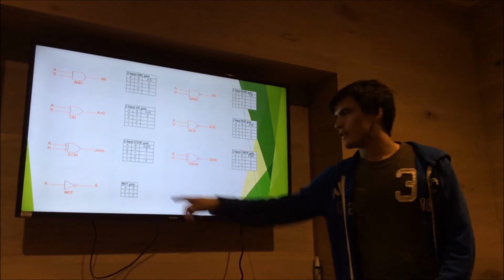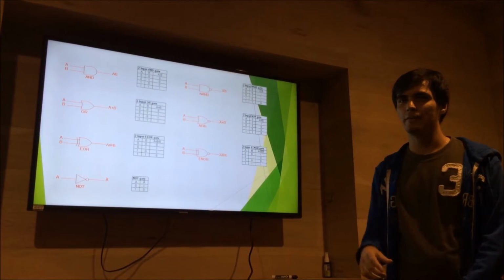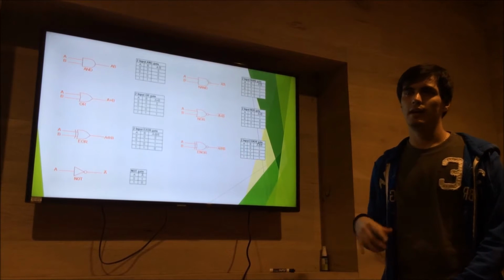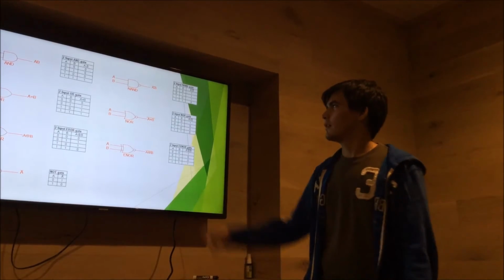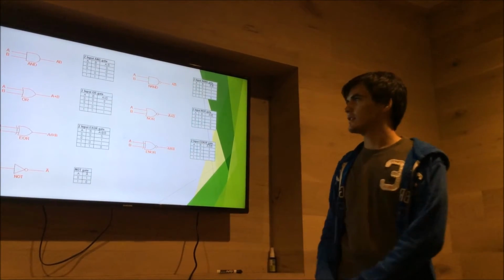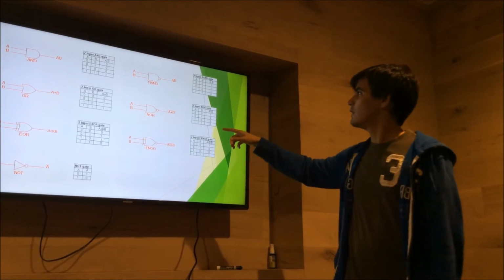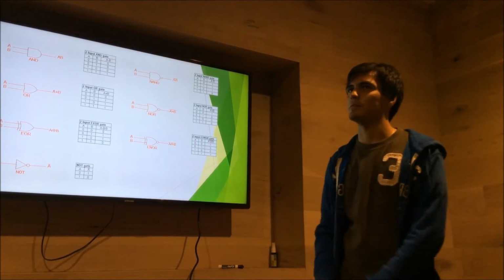And the NOT gate is the negation gate, so when you have 1 in the input, you will have 0 in the output, and vice versa. Now we have the NAND, the NOR, and the exclusive NOR gates, which are the same as the AND, OR, and exclusive OR, but you will have the negated value that those gates give you.